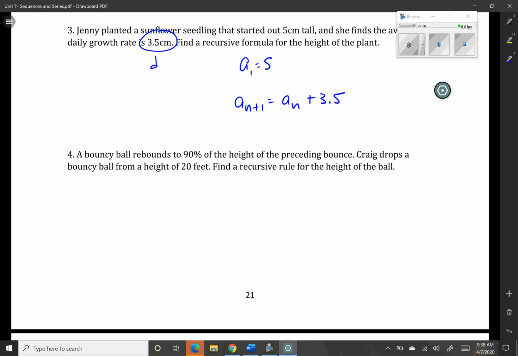Number 4 says a bouncy ball rebounds to 90% of its original height preceding each bounce. Craig drops a bouncy ball from 20 feet. Find a recursive rule for the height of the ball.